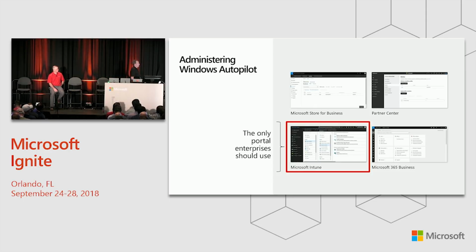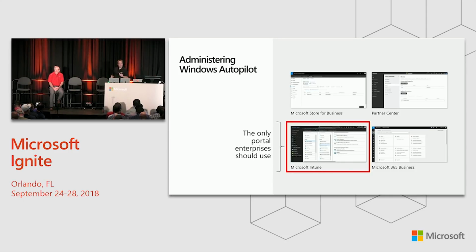Microsoft 365 Business Portal is primarily for small and medium businesses, less than 300 seats. If you're using that subscription, then you can add and maintain your Autopilot devices directly in the Microsoft 365 Business Portal. Partner Center Portal is primarily used by distributors and resellers and those types to add devices to your organization on your behalf. So you'll see that come up when you start working with other channel partners.